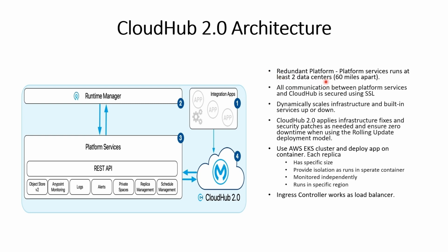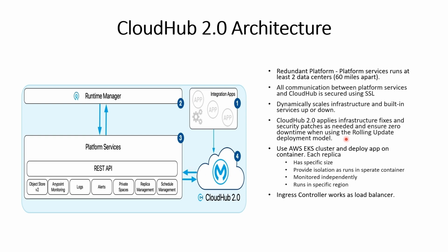MuleSoft provides a redundant platform. It runs the platform services on at least two data centers, and each data center is at least 60 miles apart. All communication between platform services and CloudHub is secure using SSL. So any communication that happens between the control plane and the runtime plane is secured by SSL. MuleSoft dynamically scales the infrastructure and built-in services based on the load.